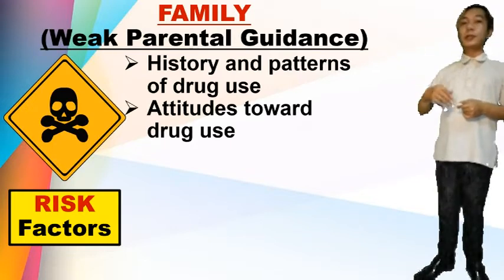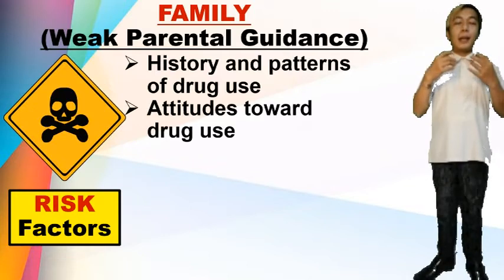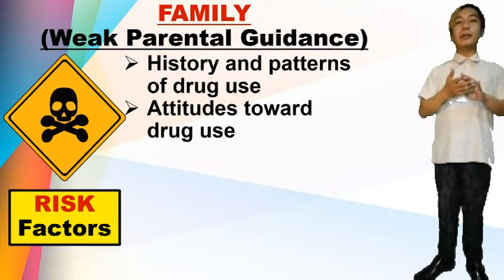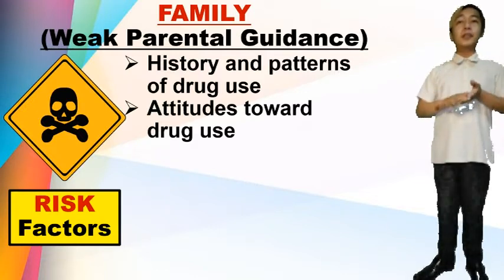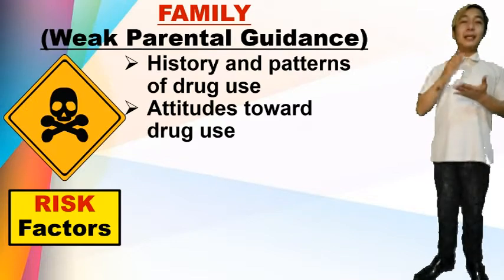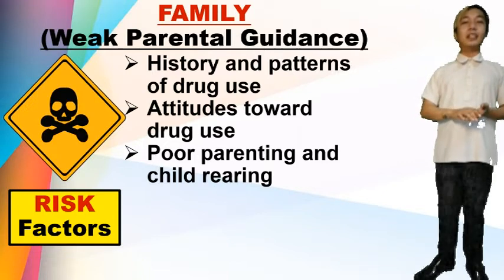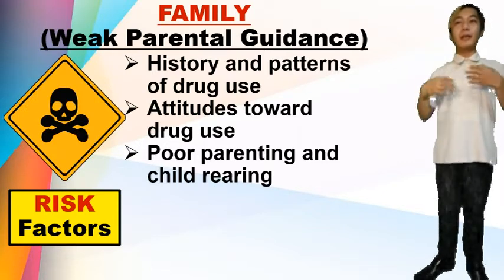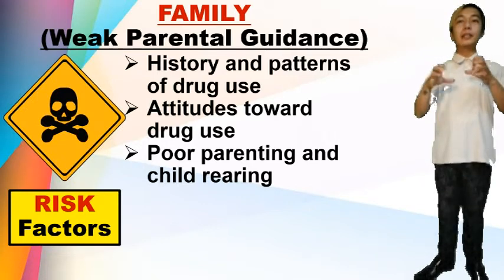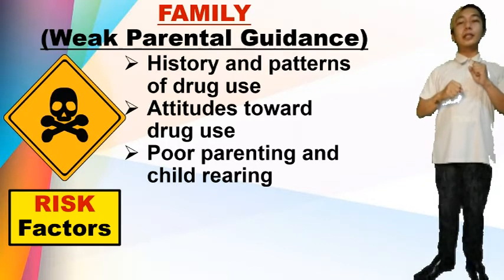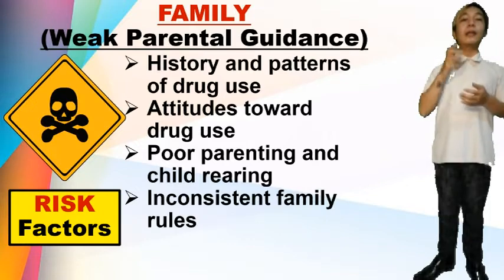Number two, attitudes towards drug use. So you need to have a preventive attitude about this. But if your attitude is positive about taking drugs, of course you will try to take drugs. Number three, poor parenting and child rearing. So for example, there are parents that are not so tight with the rules to their children. Of course, they have lacking support to that one.